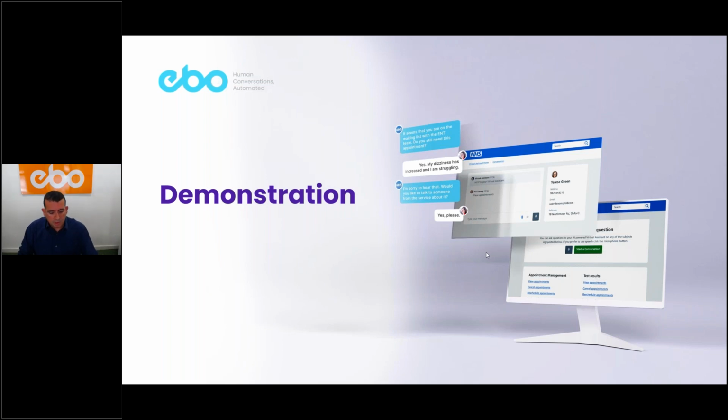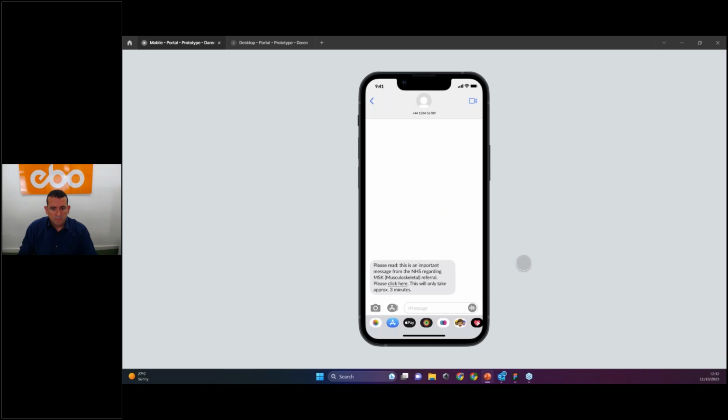Okay, so I'm going to break into the demonstration. Okay, so I have two demonstrations to show. The first demonstration is in and around waiting list validation. Now, this is a flow that is generally used rather than from a desktop. It would happen on a mobile device.